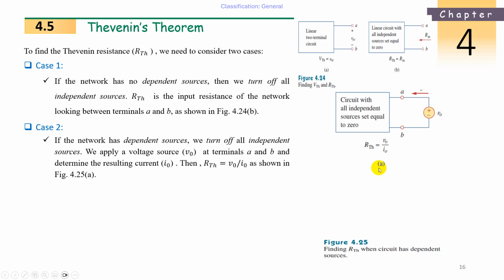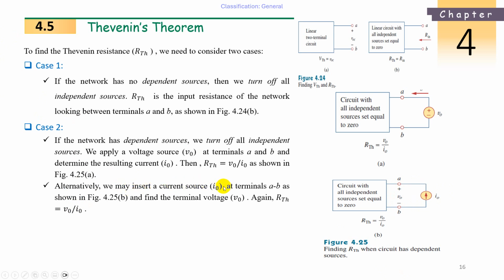So if you find that current, it gives your R Thevenin, which is V0 by I0. If you know the current I0, V0 we already know because we gave it. So R Thevenin is nothing but V0 by I0. So like this, we will find it. Now another technique: you give a current source of 1 ampere, 2 ampere, and find the voltage V0 at terminals A and B. Then R Thevenin is again V0 by I0.